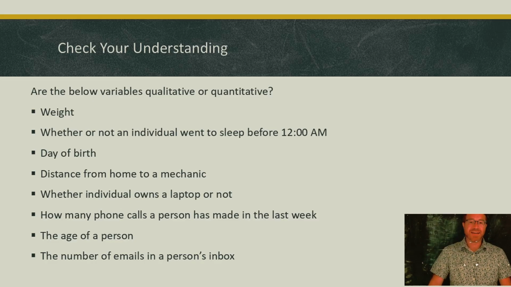Distance from home to a mechanic, okay? So distance is quantitative, right? Because even whether you're doing it in meters, feet, miles, it is still numeric and it has some sort of numerical meaning. Whether an individual owns a laptop or not. So again, this is sort of a yes or no type thing. So this is qualitative. How many phone calls a person has made in the last week? This would be quantitative because it is a count, right? So it's a discrete number of how many calls did you make, and you would count them, 1, 2, 3, 4. The age of a person. So the age of a person is quantitative. Specifically, it is a continuous variable. The number of emails in a person's inbox. Again, this is count data, meaning that it is quantitative.